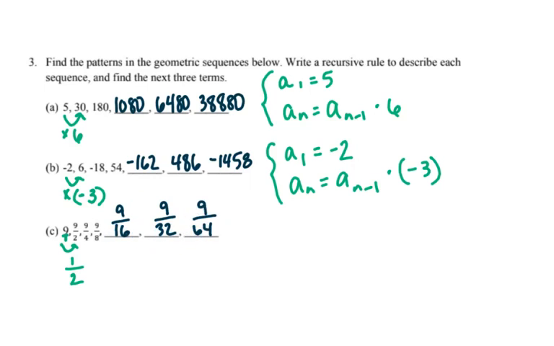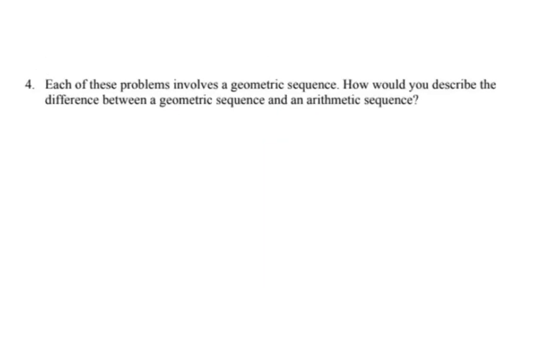Okay, so we'll say the first term was a 9, and to get the next term, we multiplied by 1/2. Again, I like to use parentheses for fractions as well. So each of these problems involves a geometric sequence. How would you describe the difference between a geometric sequence and an arithmetic sequence?